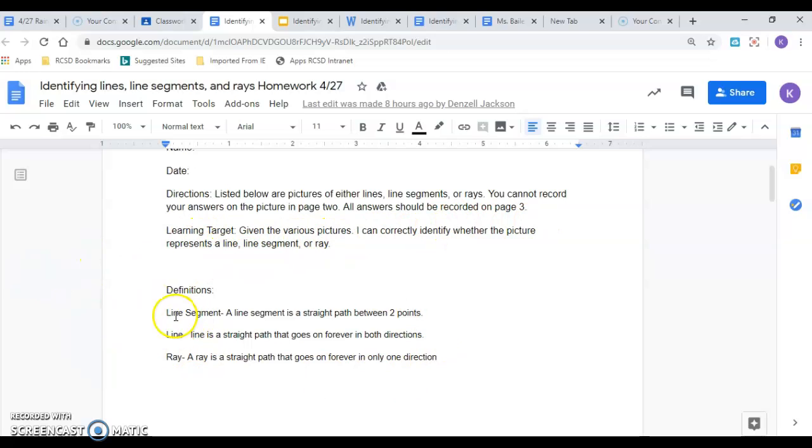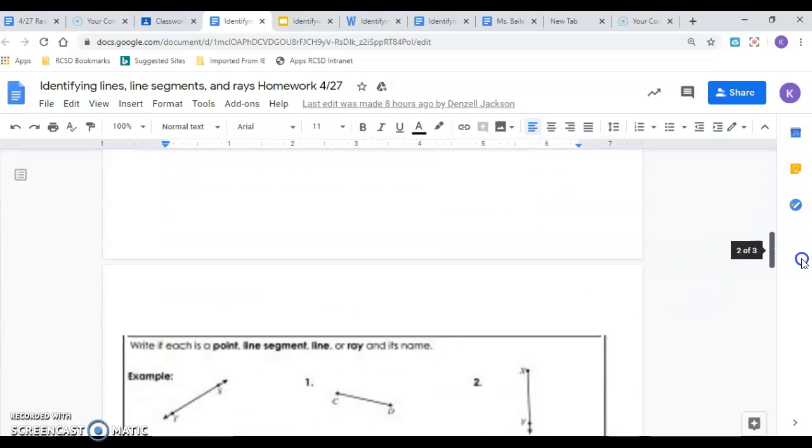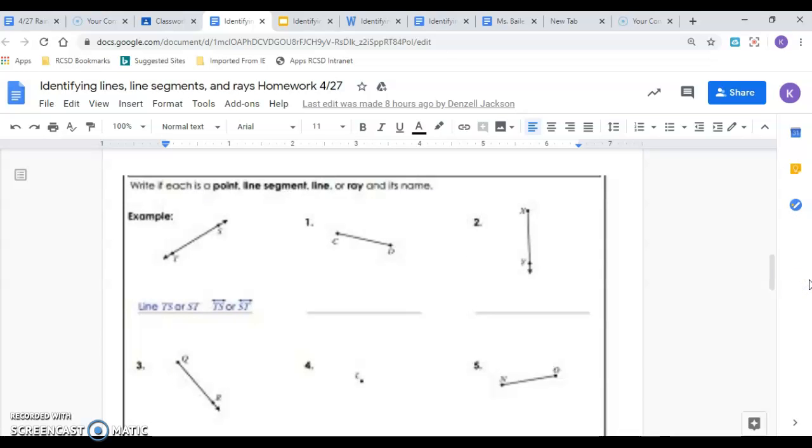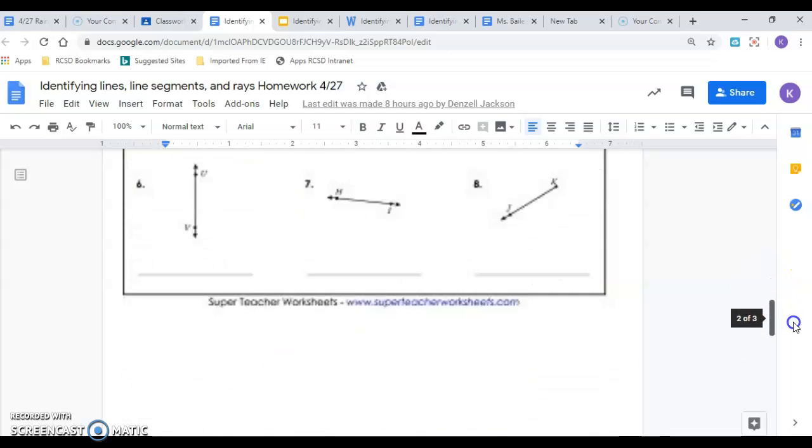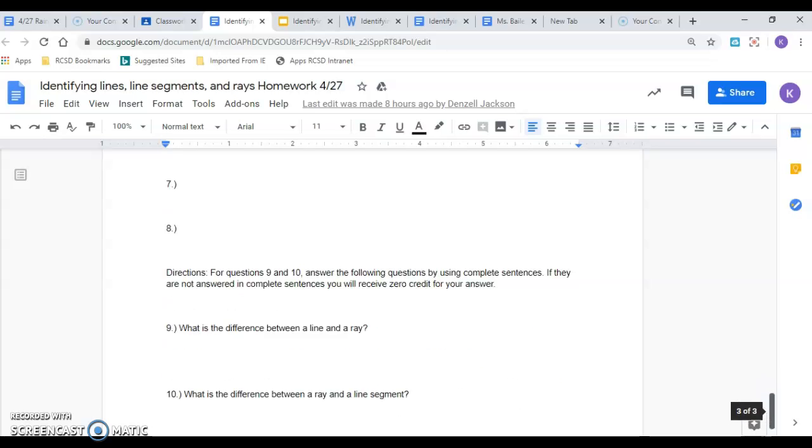And I have my definitions again. A line segment is a straight path between two points. A line is a straight path that goes on forever in both directions. A ray is a straight path that goes on forever in only one direction. Okay, so I go down here. So here's the picture. So one shows me the picture, two, three, four. So I can see a picture there. And then I go down here and put my answers down here.